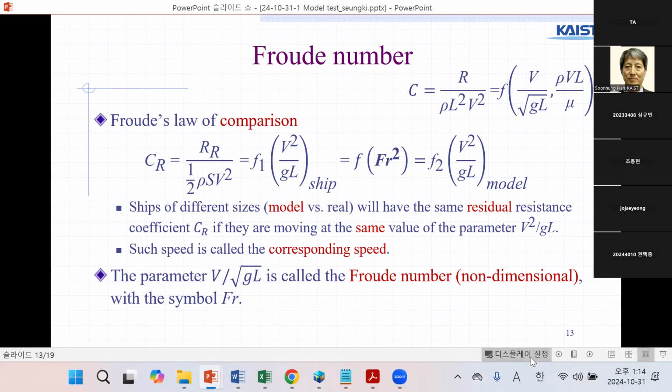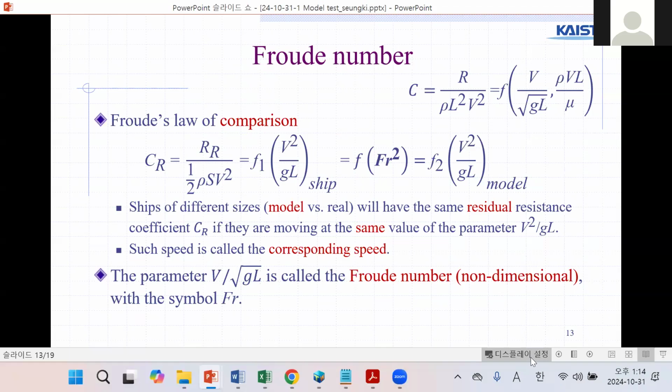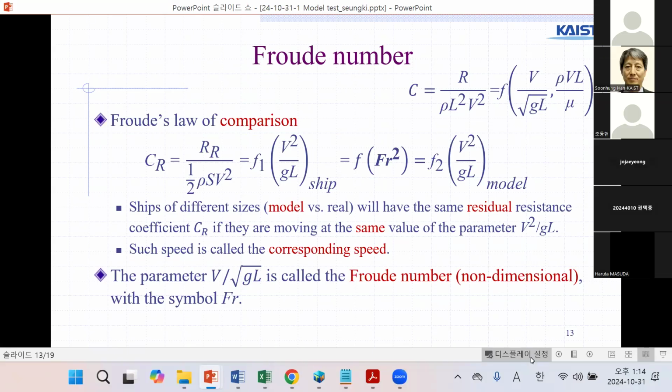But see, your ship costs more than 300 meters, and that ship is only a 10 meter model ship. I can see that the scale ratio is 30 to 1. Even though the wood model is big, the real ship is much bigger. Now, the theory behind this is very difficult or complicated, but we know that the residual resistance coefficient is the same for ship and model.